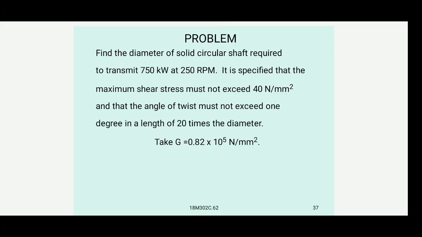Problems. Find the diameter of solid circular shaft required to transmit 750 kilowatts at 250 rpm. It is specified that the maximum shear stress must not exceed 40 Newton per mm square and that the angle of twist must not exceed 1 degree in a length of 20 times the diameter. Take G is equal to 0.82 into 10 to the power 5 Newton per mm square.